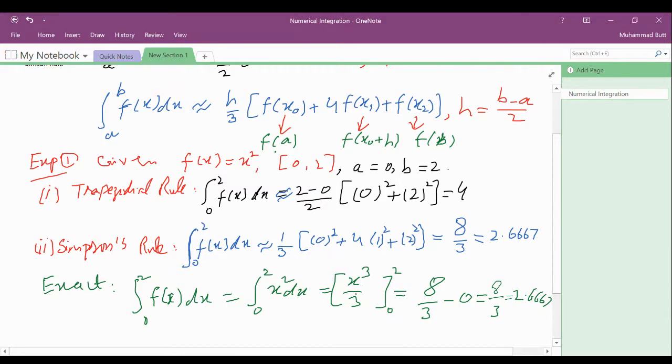I hope now you understand very clearly what the Simpson rule is, and how to find the numerical approximations using any function, and then you can compute the error as well. You can see the approximation for the trapezoidal rule: it will be 2.667 minus 4, so there is a lot of error there. But for the Simpson rule, it is 2.667, because 8 by 3 is the same.